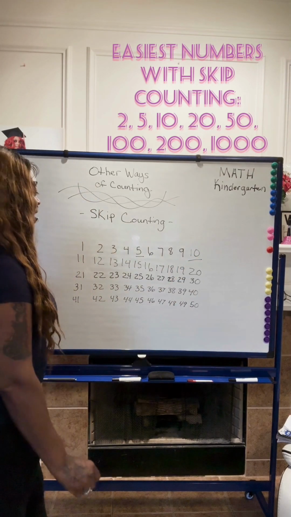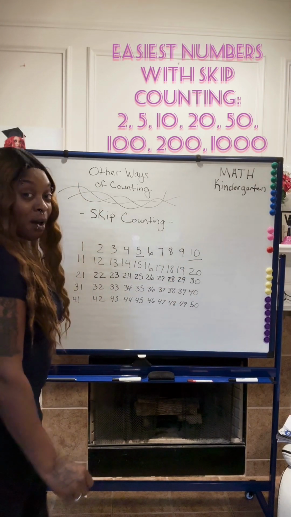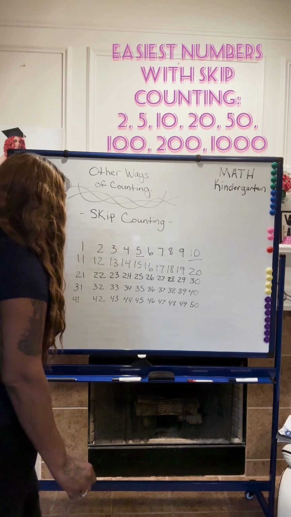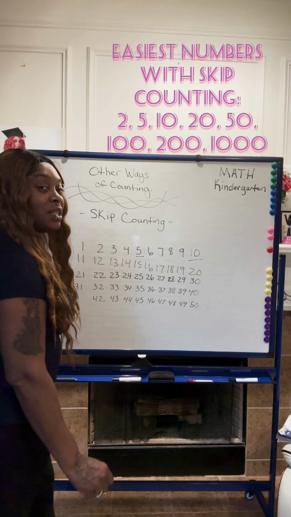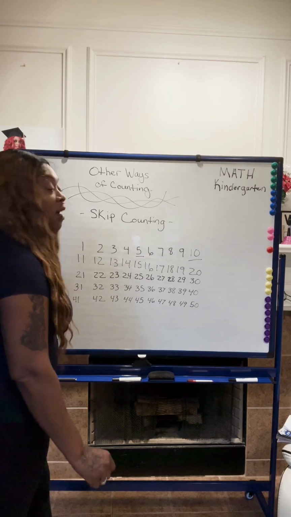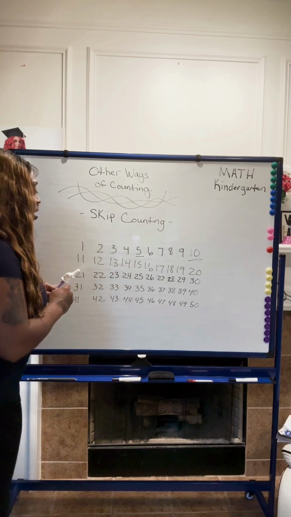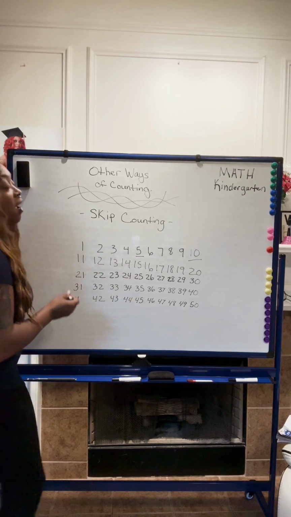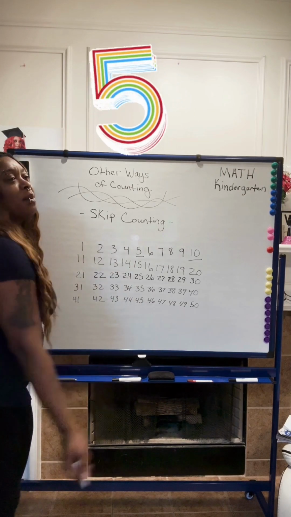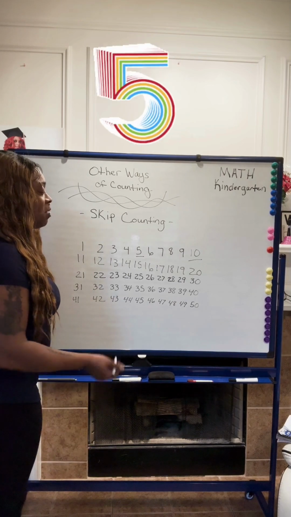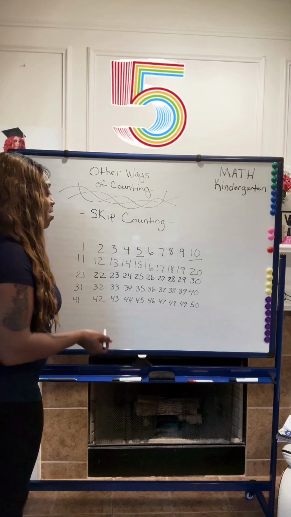Those may be the two, maybe common, definitely probably voted most easiest skip counting numbers. Counting by 5s, it's like a rhythm. It's something you can't really forget once you get the hang of it.